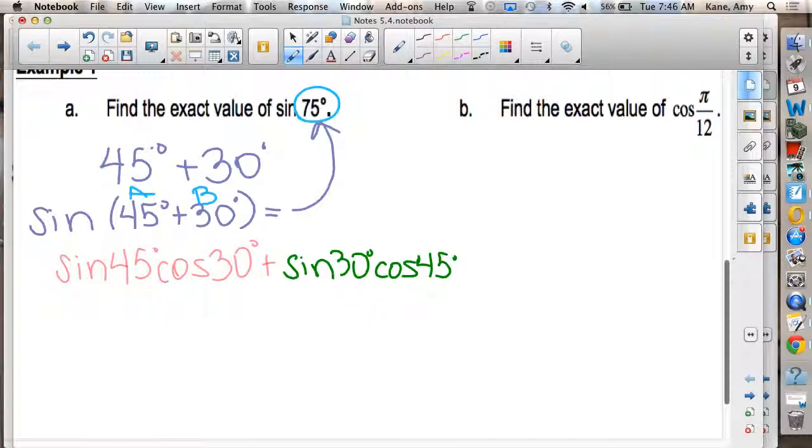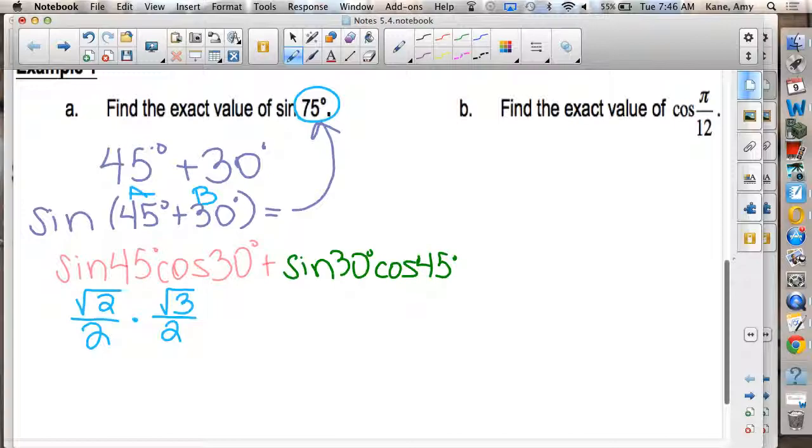So Jordan, what's the sine of 45 degrees on the unit circle? Square root of 2 over 2. And the cosine of 30 degrees is? What'd you say? The other one. Square root of 3 over 2. So the sine of 45 degrees is the square root of 2 over 2. The cosine of 30 is the square root of 3 over 2.